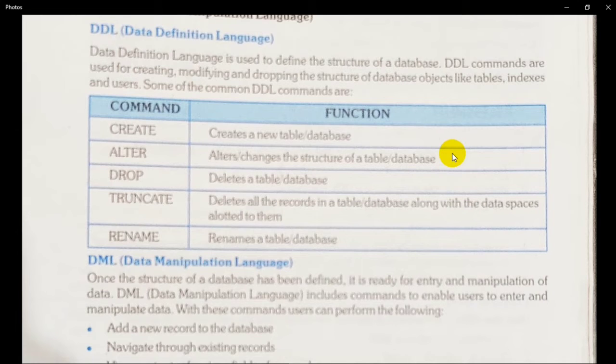And truncate basically deletes all records from the tables, along with the data space allotted to them. And rename: if you want to rename your database, we use the rename command. And the second thing is data manipulation language.